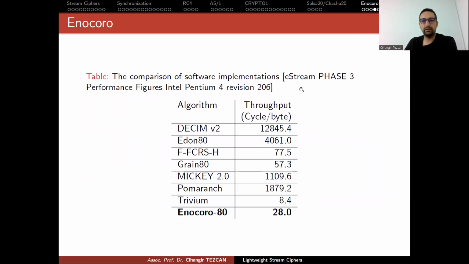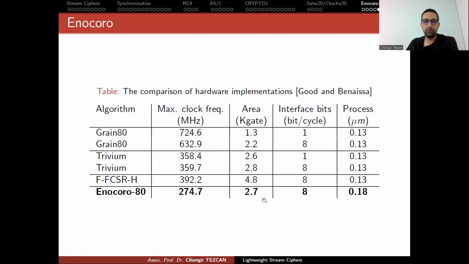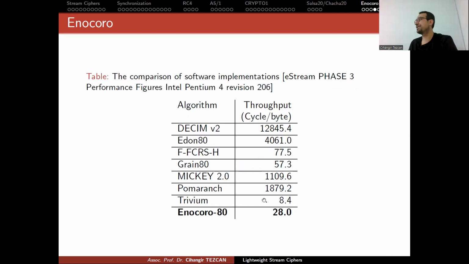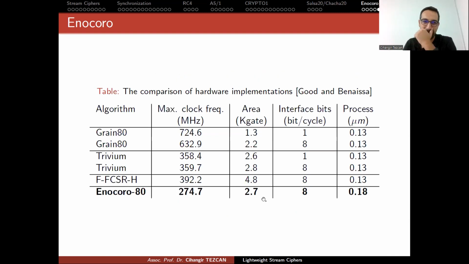So in the eStream documents, I realized that they provided the throughput like this. So Enocoro has a cycles per byte value like this. So here, this means how many cycles you need to encrypt a single byte. So lower is better here. Okay. So it is better than some of the candidates, but as you can see, Trivium here is somewhat better in software implementations on Intel Pentium 4. Okay, so this was an old competition, so we are talking about Pentium here.